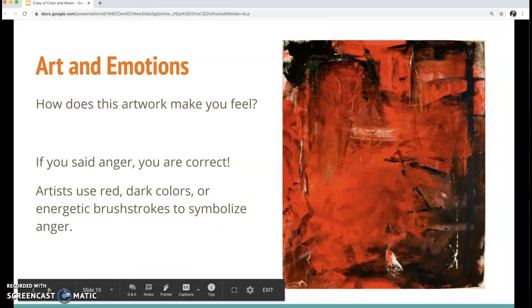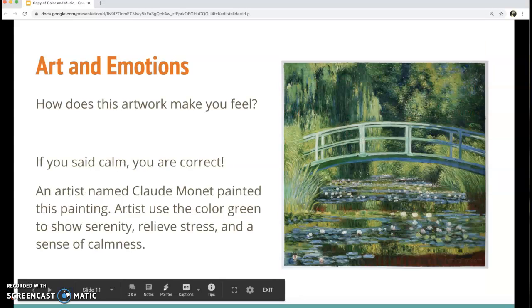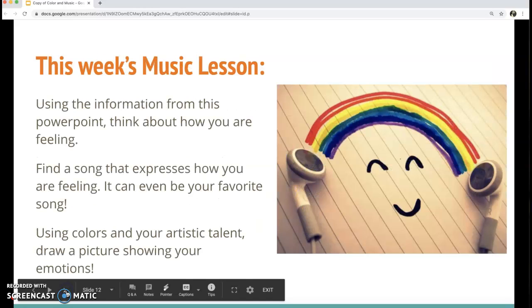This one, we might not tell them at first, but how does it make them feel? And it's evoking anger with all of the redness and the bold strokes and stuff like that. That is evoking some anger in that painting. And then this one is Claude Monet. It's really calm and a peaceful painting. So that might evoke that emotion if you're looking at that piece of artwork.